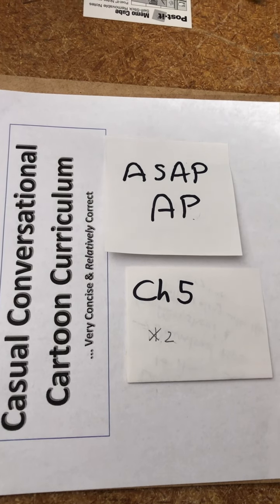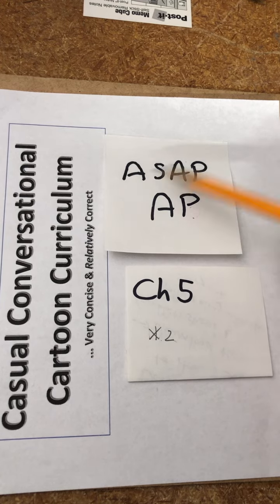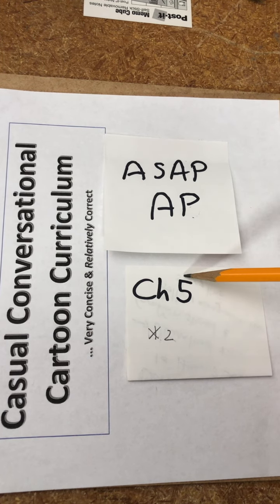One more time, casual conversational cartoon curriculum, very concise and relatively correct, as simple as possible, as soon as possible. A&P. We're going over chapter 5. Here's our second general installment right here. We were talking about epithelial tissue.